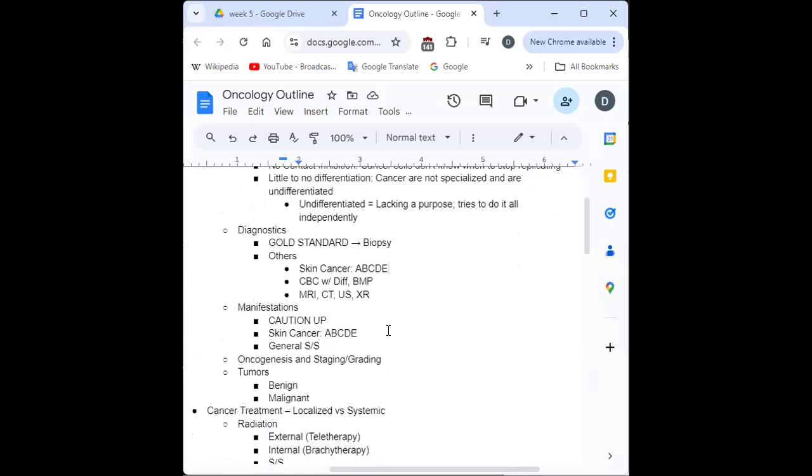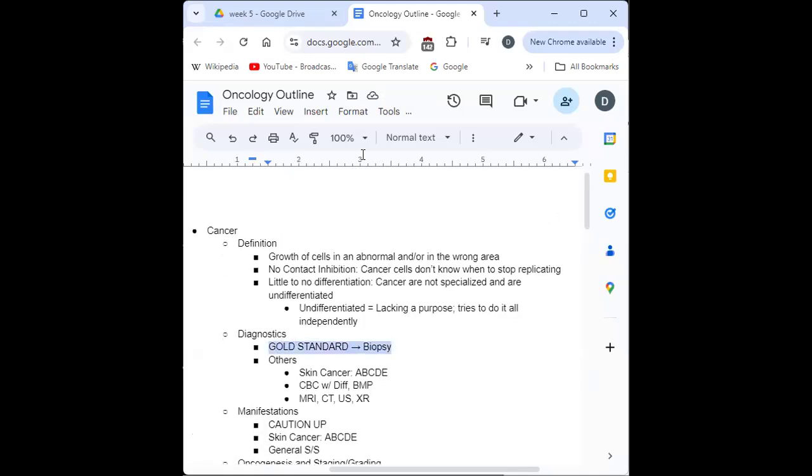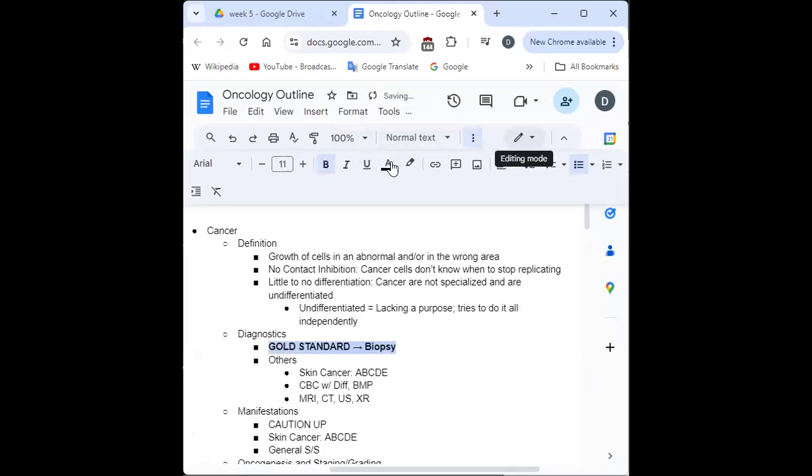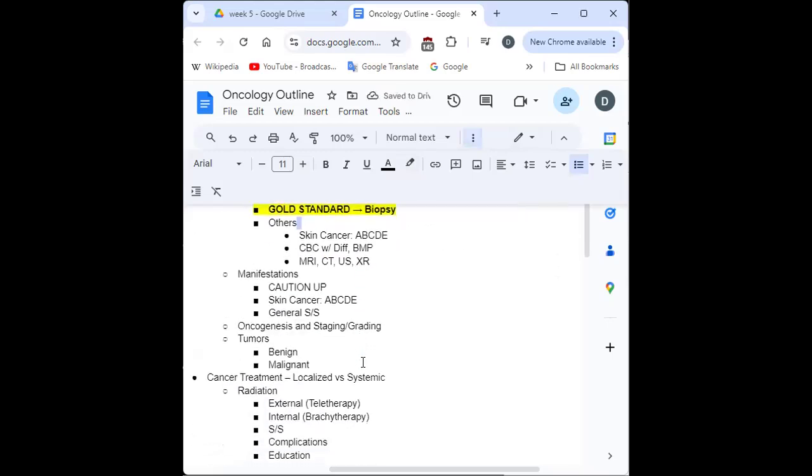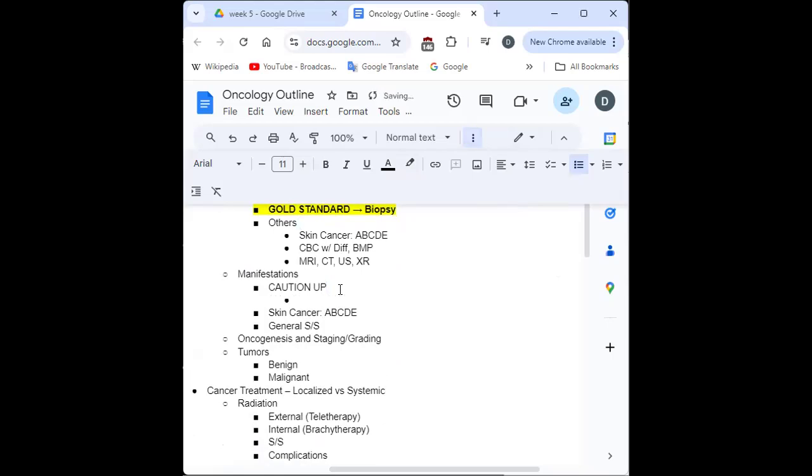From here on out, other than the gold standard, what I really want to focus on is pretty much everything else: the manifestations, your interventions, your complications. We kind of talked about this, but I have some mnemonics. I have this one, CAUTION. I think you guys learned CAUTION. I have an extra two that I like to add on, but can you tell me what CAUTION stands for?